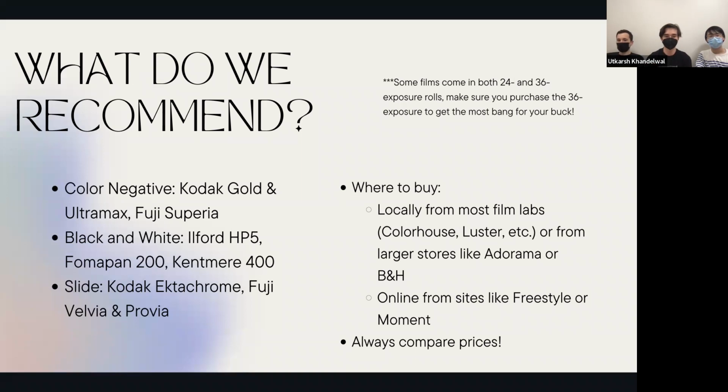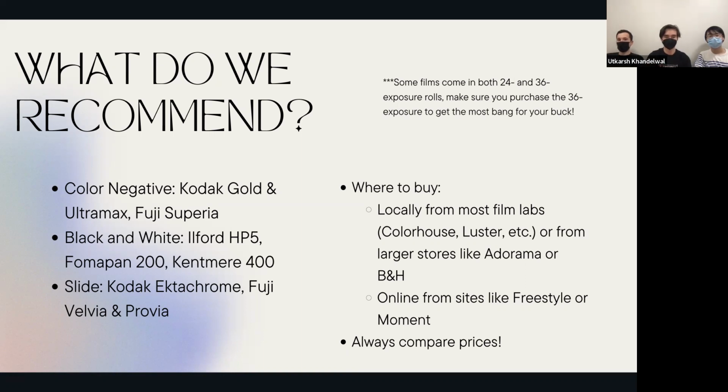So a lot of the cheaper stuff like Fomapan 200, Kentmere 400, well, really anything from Foma, Kentmere, Arista EDU, all these companies is a great way to start shooting film for cheap. Those are usually $6 and under. HP5 is about $8, but everybody and their mother shoots HP5. And it's also great to buy in a bulk roll, which is another thing we're going to be talking about other days.